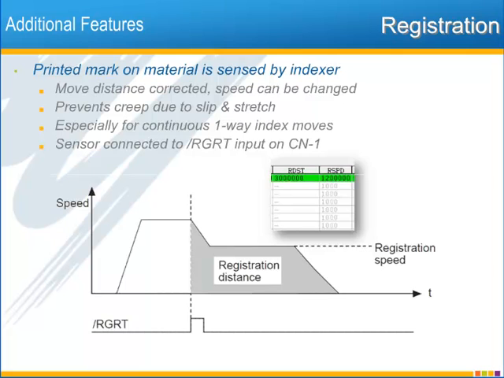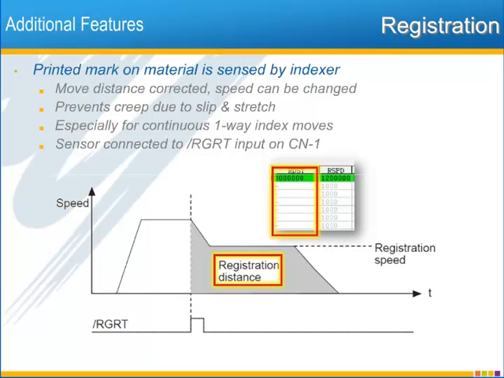The indexer also supports registration positioning, and registration means that the move distance and speed can be changed based on a printed mark on the material being moved. For example, maybe you expect a 14-inch move, but a mark is printed exactly 3 inches before the end of the move. So for correct positioning, once that mark is sensed, you can forget the original 14-inch move and simply move the remaining 3 inches. This is the registration distance.